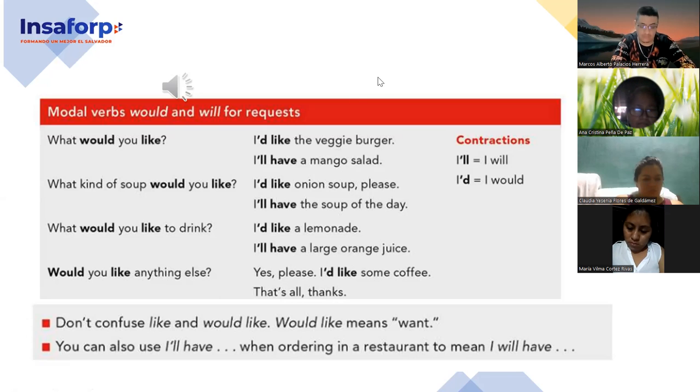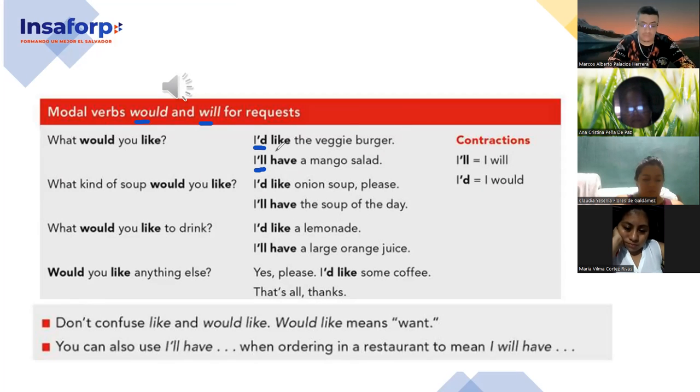In the answers here, you can use I'd like the veggie burger. I'll have a mango salad. Yes, you can answer with these two. You can answer with would, and also you can answer with will in their request. What else can we say? Well, nothing much, I guess.